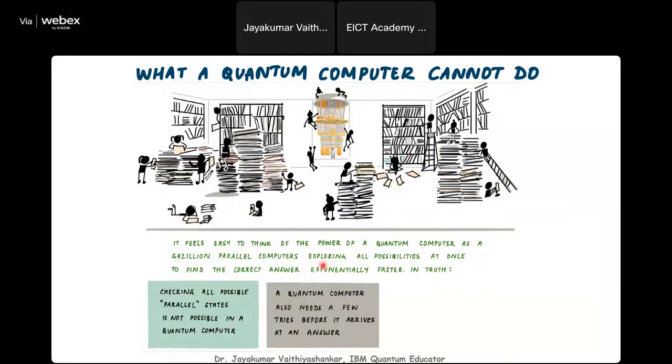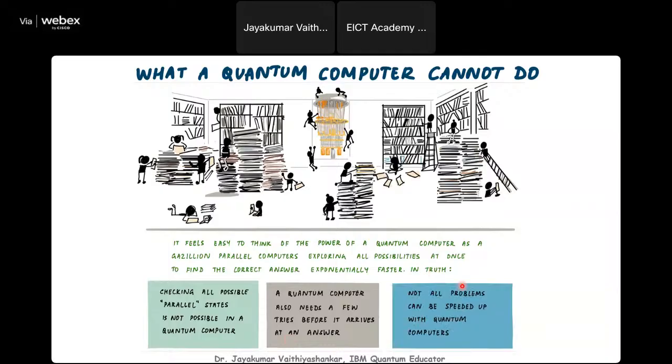Also, a quantum computer needs a few tries before it arrives at an answer. Each and every time it will do trial and error, and in each trial you'll get multiple answers. Correct answers are there, and a bunch of wrong answer combinations are also there, because you cannot verify which one is correct and which one is wrong. You need to run it multiple times. So this is one problem quantum computers face.